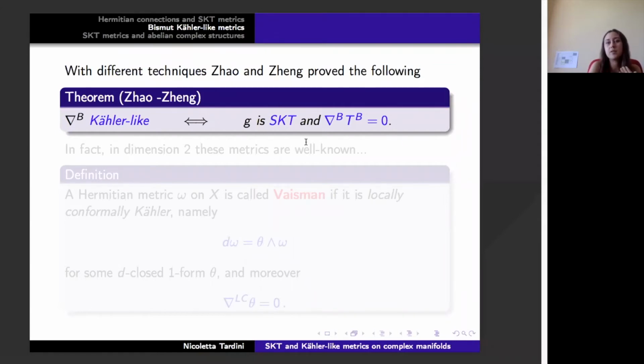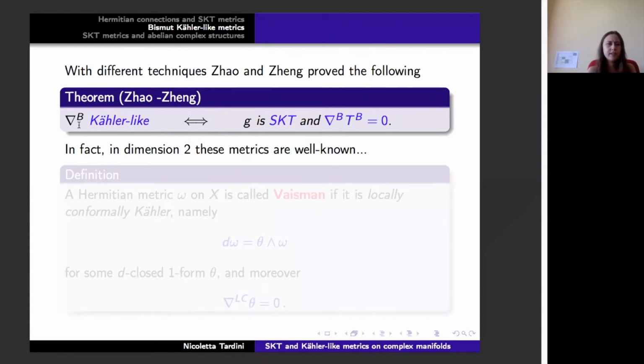SKT metrics, but with the additional condition that the torsion, which is totally skew-symmetric, is in fact parallel. Because in that case, we know that the curvature has nice symmetries. All right, but in fact, in dimension 2, these metrics are already known.